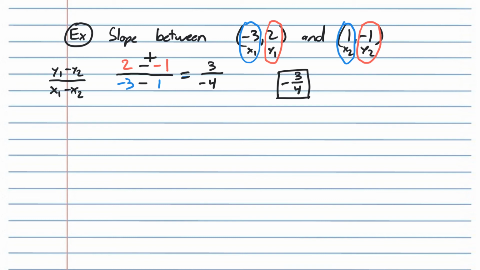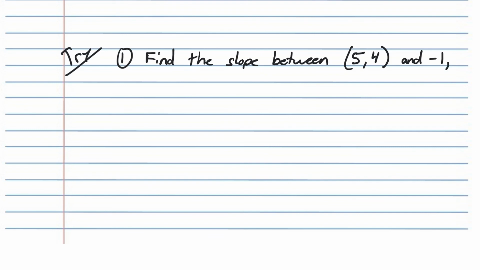Okay. All right. I want you to try one on your own. Okay. So find the slope between, and let's go with 5, 4 and -1, 3.